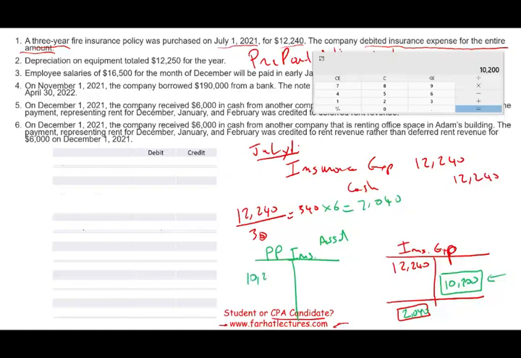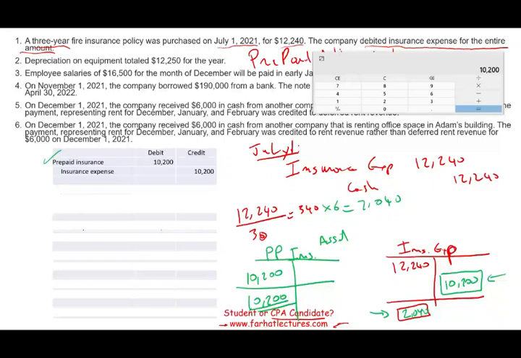Prepaid insurance, which is an asset. Therefore, I'm going to debit my prepaid insurance, $10,200. My prepaid insurance balance is $10,200. Therefore, I debit prepaid insurance $10,200, and I remove it out of insurance expense $10,200, because the only expense I need to record is only $2,040 for July, for the year 2021, from July 1st till December 31st.